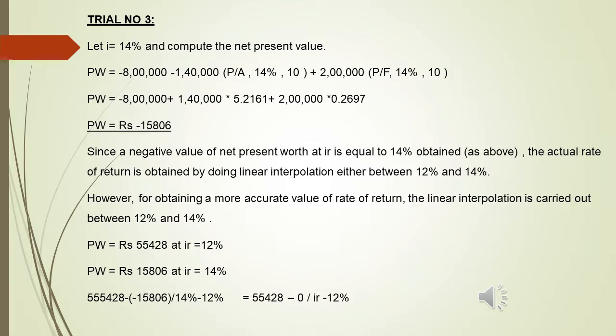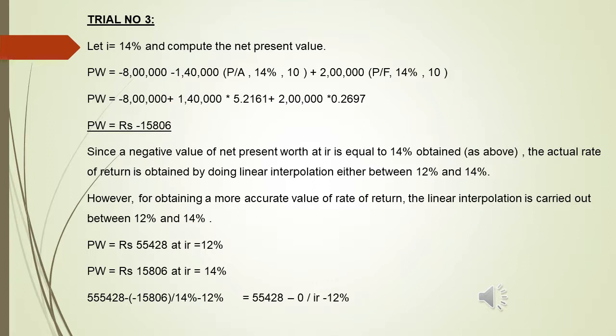So when you interpolate, there is the interpolation diagram. Please draw that. And for 12 and 14% you have to calculate. So when I equate and find the value of IR, like for PW, that is 54,428. In the interpolation diagram, that will be on the top. For 12% it is 54,428.